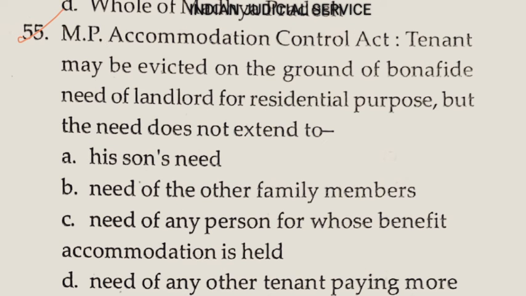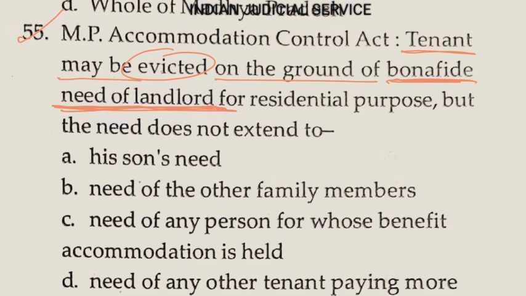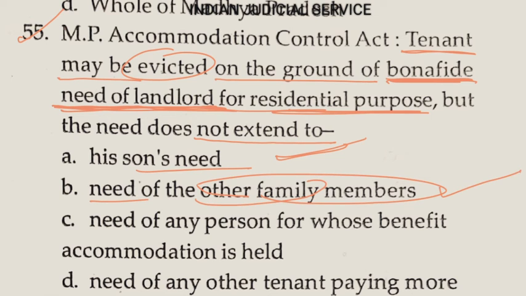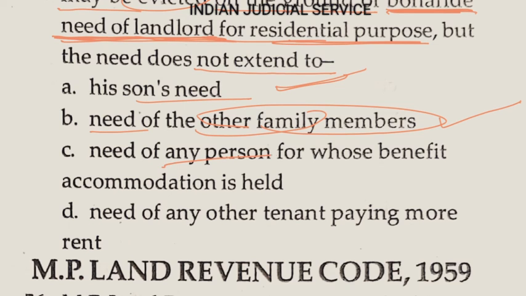Now question number 55. MP Accommodation Control Act: the tenant may be evicted on the ground of bona fide need of the landlord. This is a very important point here, bona fide need of the landlord for residential purpose, but the need does not extend to. Option A, his son's need. Yes, it comes under the bona fide need of the landlord. Option B, need of other family members. It is also. Option C, need of any person for whose benefit the accommodation is held. And the last one, need of any other tenant paying more rent. So it is not a proper ground on the basis of a bona fide need of a landlord for residential purpose. So the answer is option D.